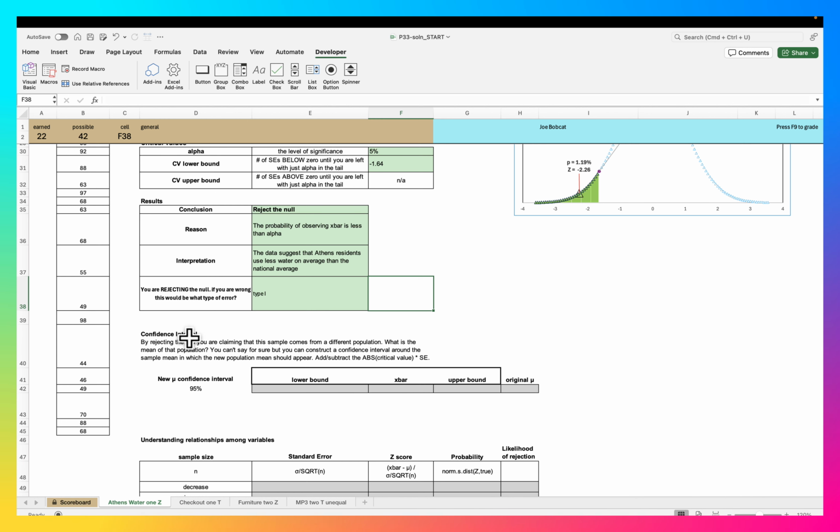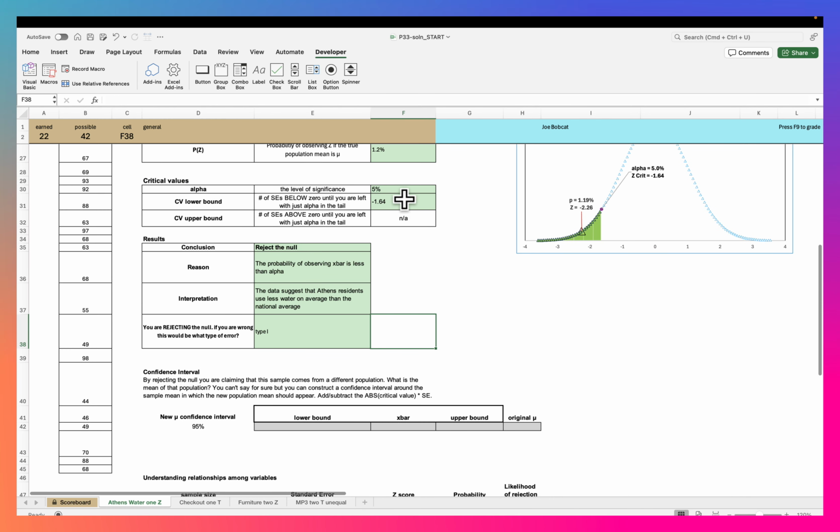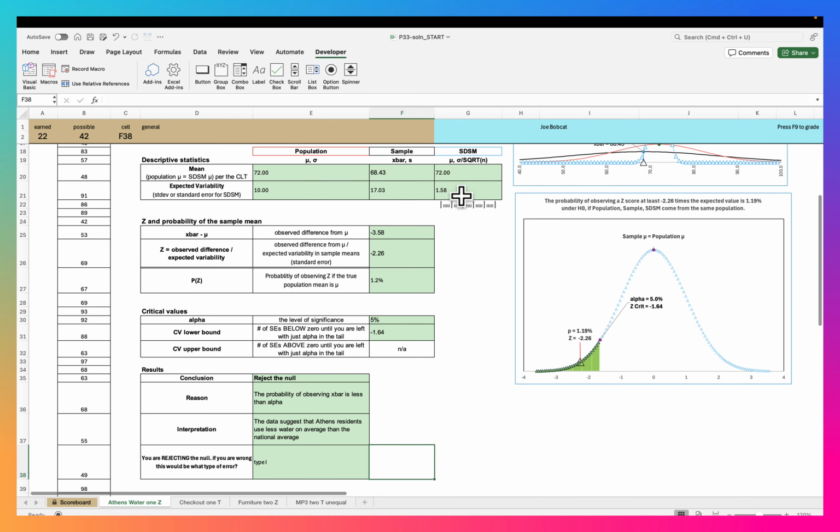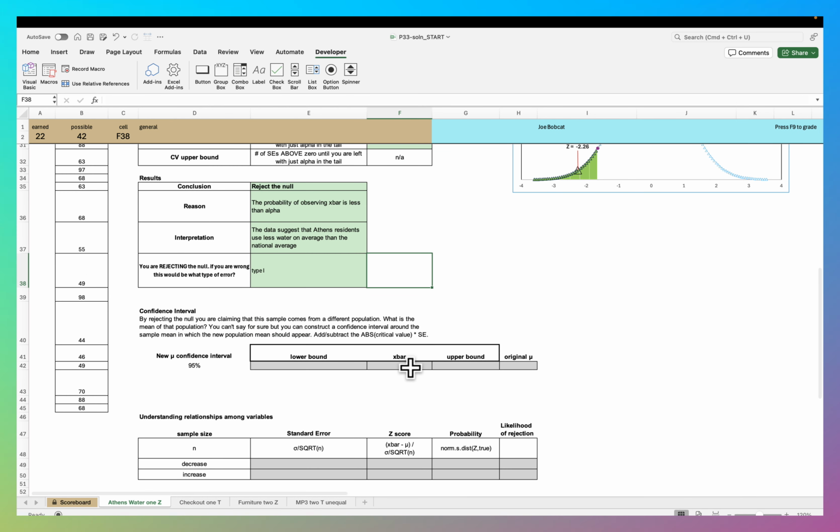Okay. Now, let's make a confidence interval. By rejecting the null, you're claiming that the sample comes from a different population, not the original population. So what is the mean of that population? You can't say for sure, but you can construct a confidence interval around the sample mean in which the new population mean should appear. To construct it, we add and subtract the absolute value of the critical value times the standard error, which is our ruler up here. All right, let's go ahead and do that.